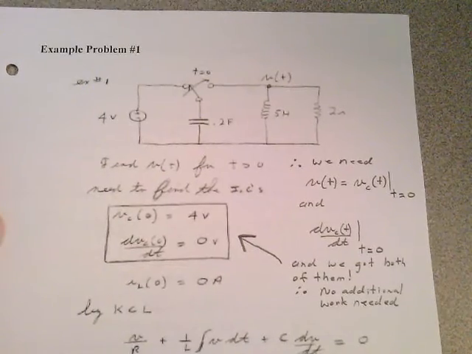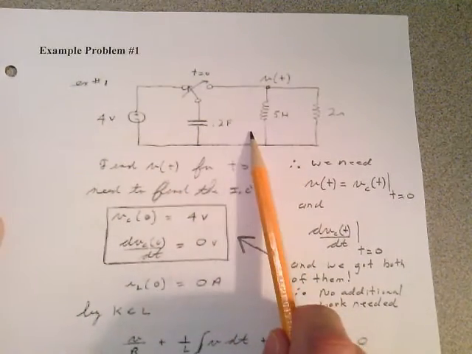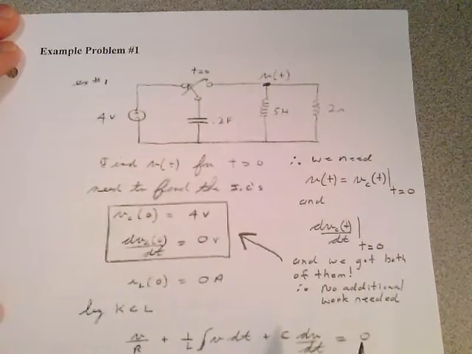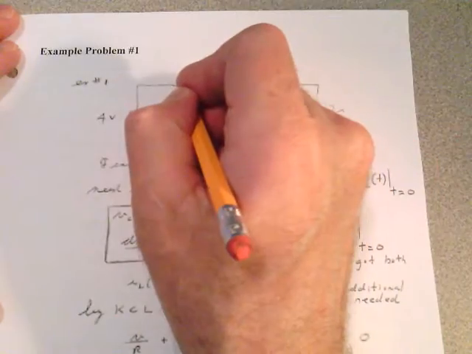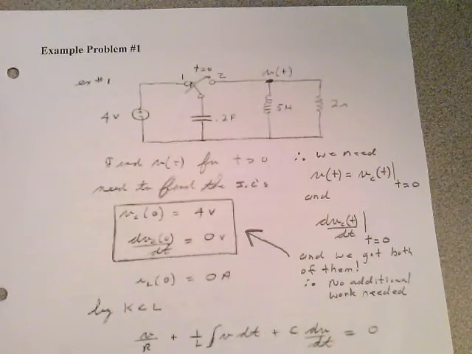Example problem number 1. I want you to find the voltage vC(t) for t greater than 0, and here's the circuit. I want you to find the voltage at this node right here. And initially, the switch is in position number 1. And we're going to throw it to position number 2 at t equals 0.